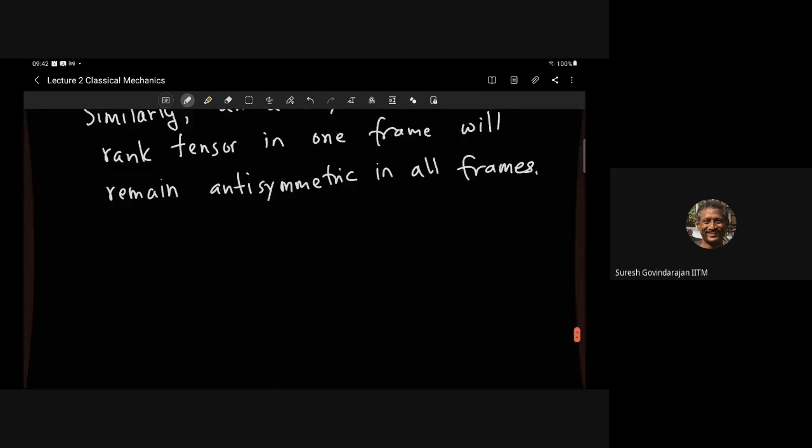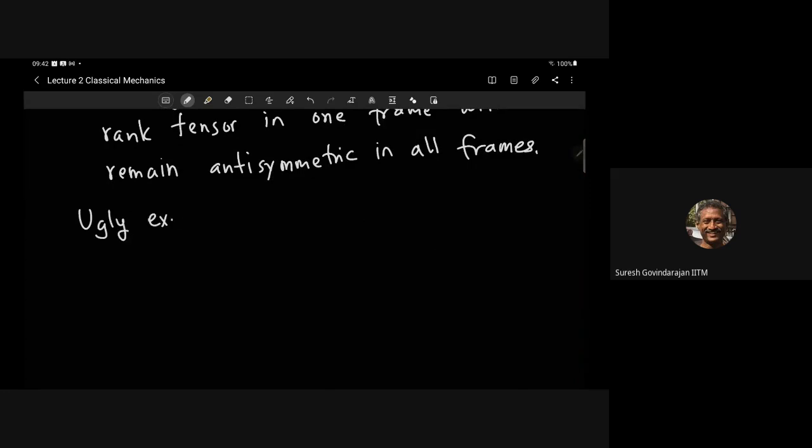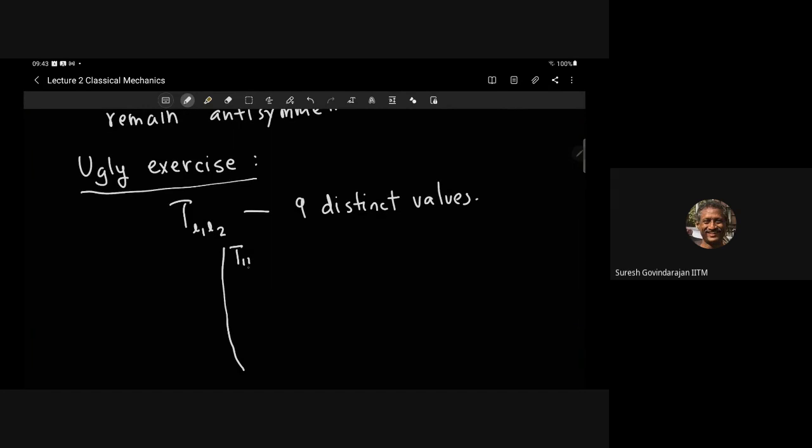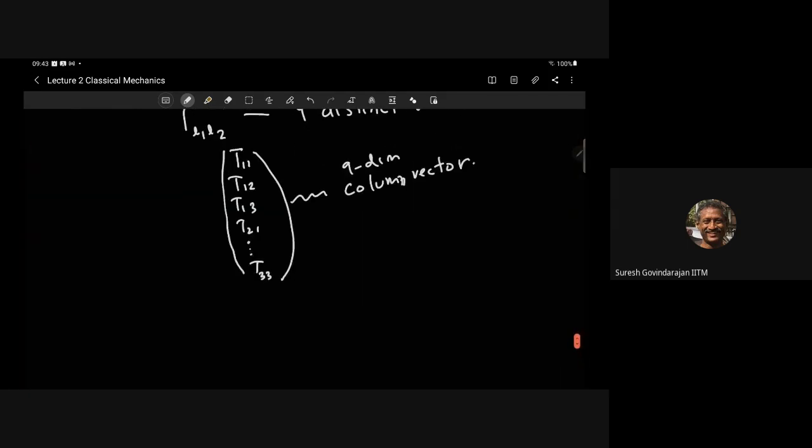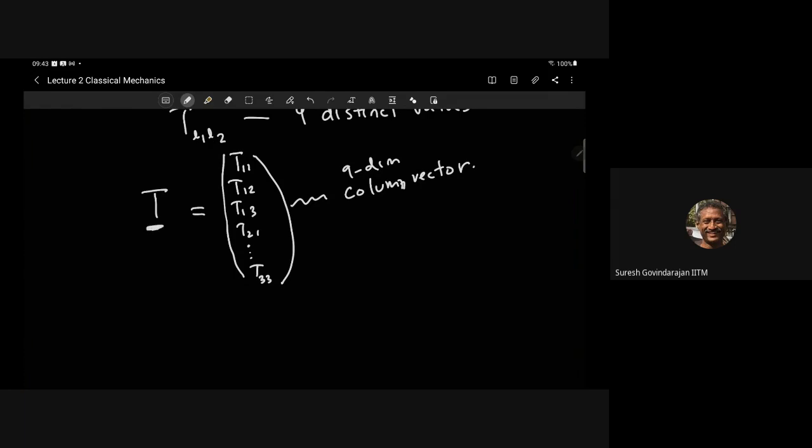Okay, so I have an ugly exercise. T I1 I2, how many components does it have? I1 can take 3 values, I2 can take 3 values, so this has 9 numbers. Okay, so we can form a column vector like this. I won't write all of it. So this is a 9-dimensional column vector. Okay, so let's use some notation. I'll just put it like this and put an underbar for it.